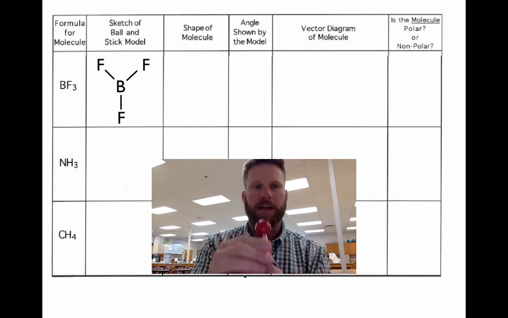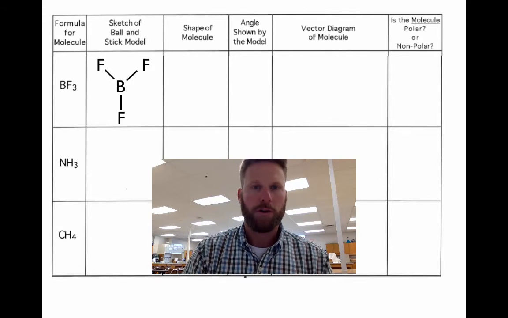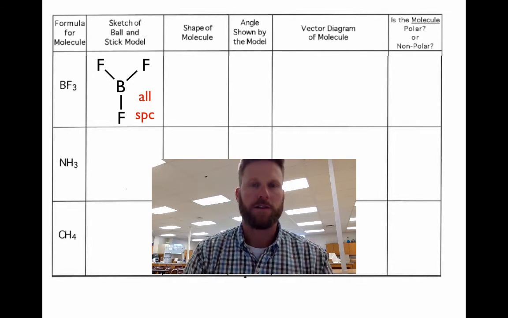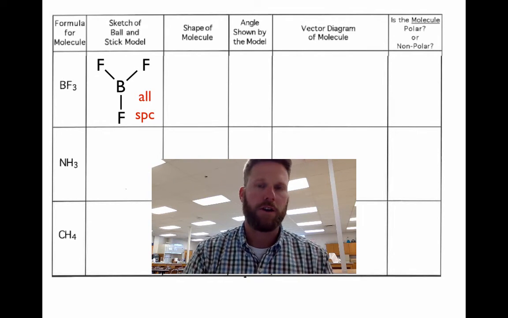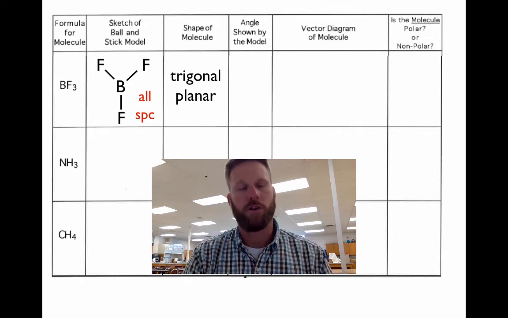The bonds in BF3 are single bonds, and they are polar because they're two different atoms bonded together, and they are covalent because each atom is sharing an electron. Like I said, this is a trigonal planar geometry, and those bond angles would be 120 degrees.